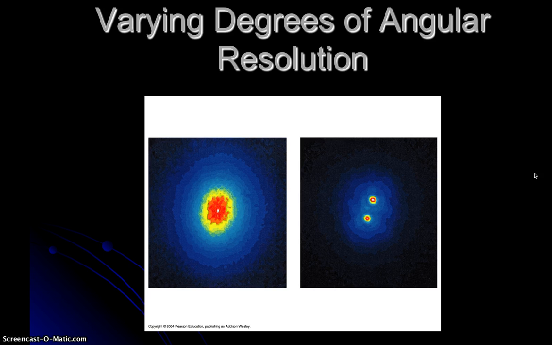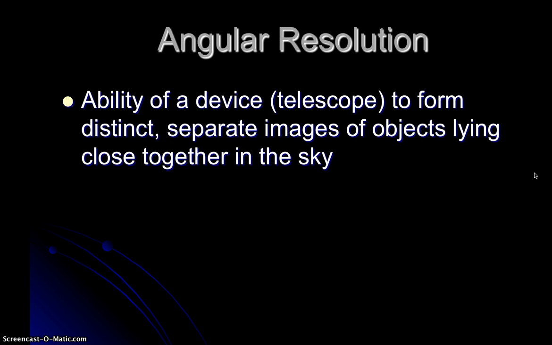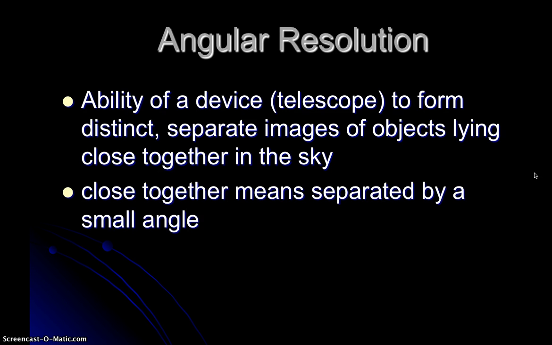And if they are very close in the sky but we can still see them, we say that we are able to resolve them as separate objects. And we say that that allows us to have a certain amount of angular resolution. So, as I said, the angular resolution is the ability of a telescope to form distinct, separate images of objects that are very close together in the sky.